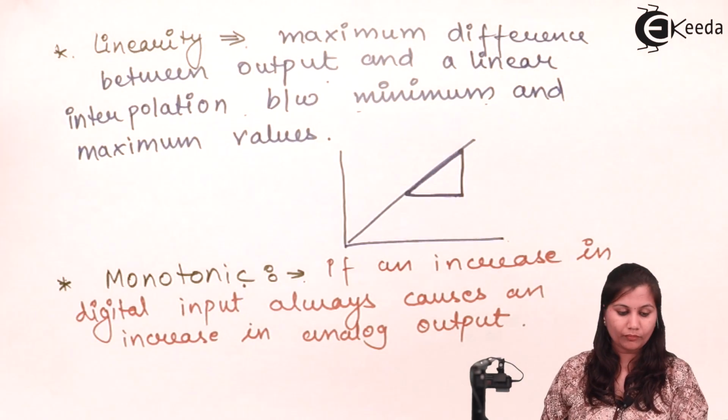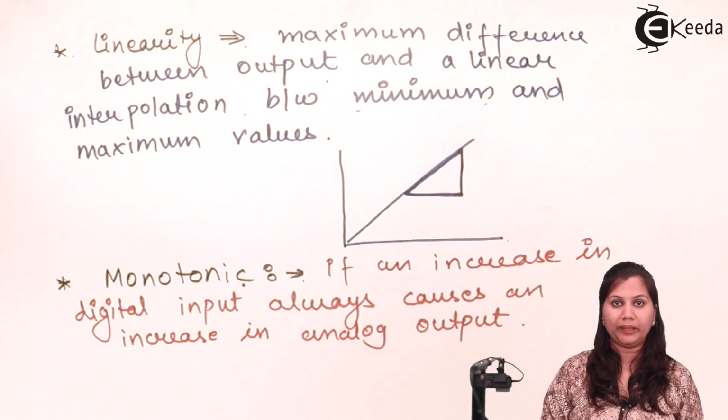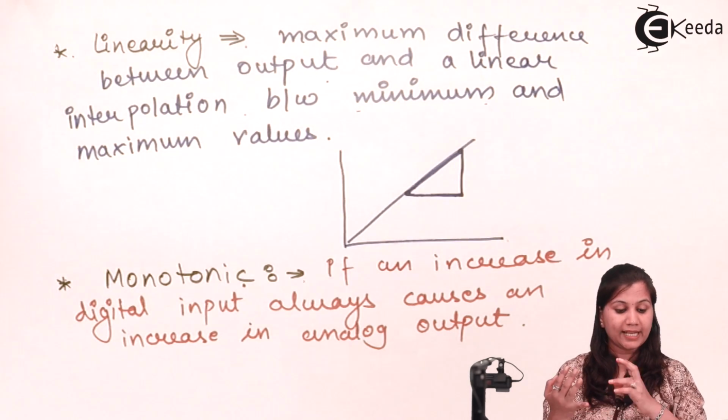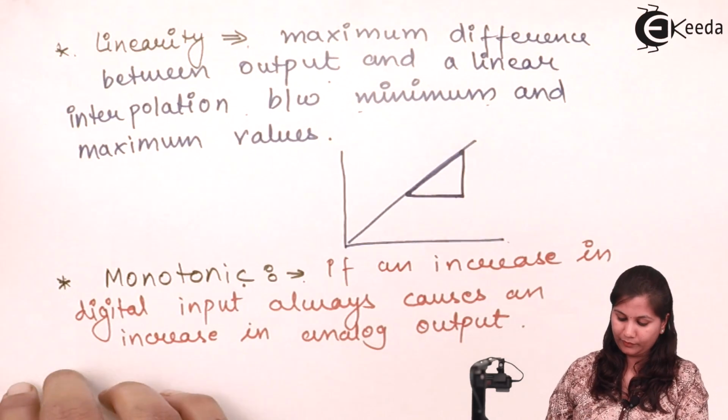So these are some of the basic specifications of the D2A converter: accuracy, which tells how accurate the converter is, resolution, settling time, linearity and monotonicity. So this was about the D2A converters.